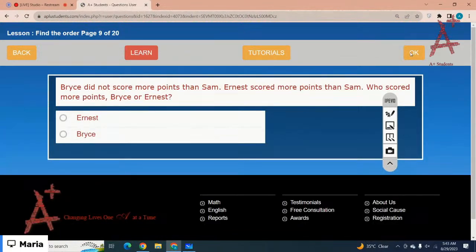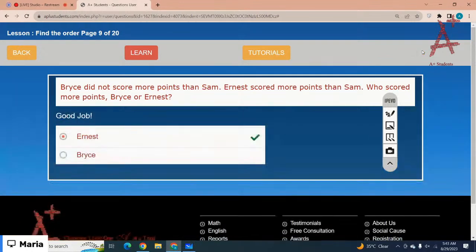Brace did not score more points than Sam. Ernest scored more points than Sam. Who scored more points? Brace or Ernest? Which is the correct option? Brace did not score more points. That means Brace has less points than Sam. Ernest scored more points than Sam. Ernest has more than Sam. So who scored the more points? That means Ernest scored the more points.